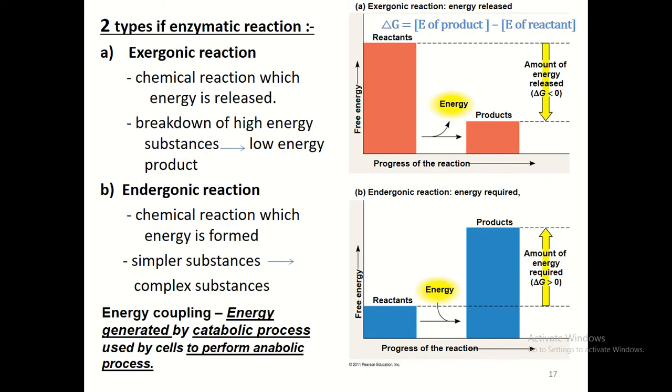Okay, so there are two types of enzymatic reactions. First is exergonic, the chemical reaction in which energy is released. In exergonic reactions, usually the substrate starts as a very complex substrate and is catalyzed into a simpler product. This causes the breakdown of the high energy complex substance to a low energy product, causing the release of energy.